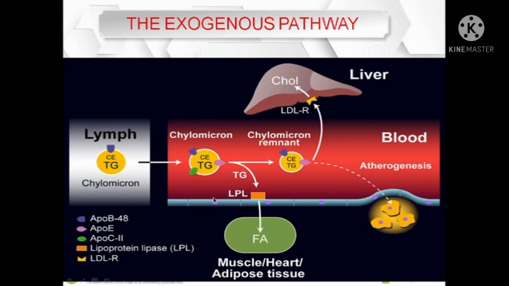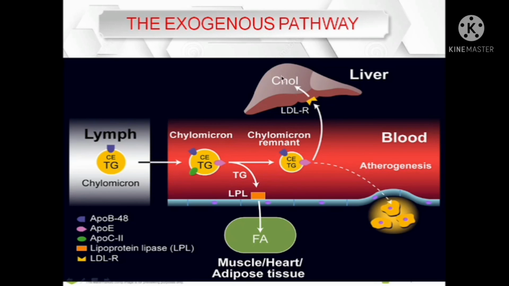Of the apolipoproteins, only B48 and ApoE remain on the chylomicron. So ApoA1 will not be there, and ApoC2 will be transferred to HDL. ApoB48, which is the structural protein on the chylomicron, will always remain. Now the chylomicron remnant moves to the liver and is cleared by the hepatic remnant receptor.